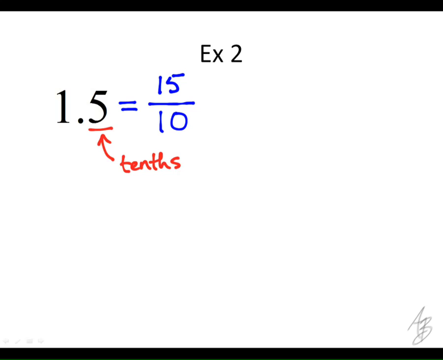And then what do we need to do with that? Reduce it. What number goes into both of those? 5. What's 15 divided by 5? What's 10 divided by 5? And again, we'll leave that as an improper fraction because if we're going to use that to figure something else out, to make some other calculation, it's going to be easier to work with the improper fraction.